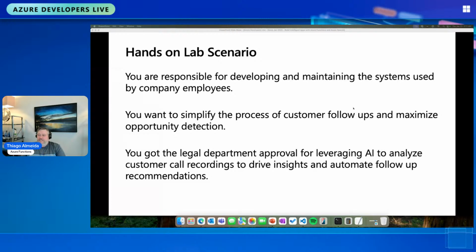So the scenario is that you are at work and you are a developer maintaining systems for the company, and you want to simplify the process of following up with customers on some highlights from conversations that your team has had with them. You got approval from legal to leverage AI to analyze those calls and then highlight the insights to automate the recommendations. So that's the scenario of the hands-on lab.